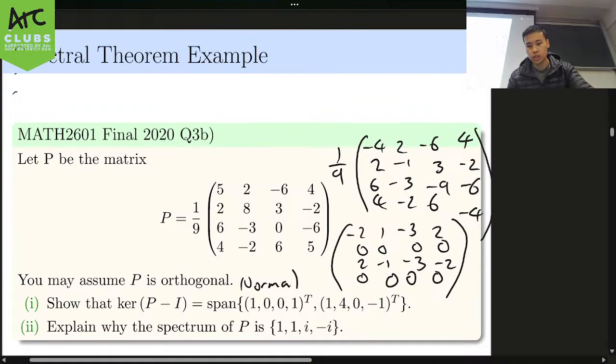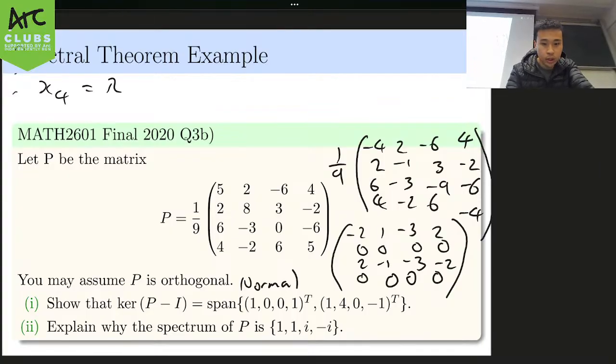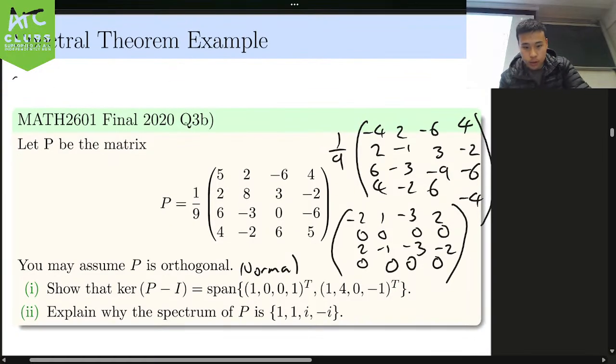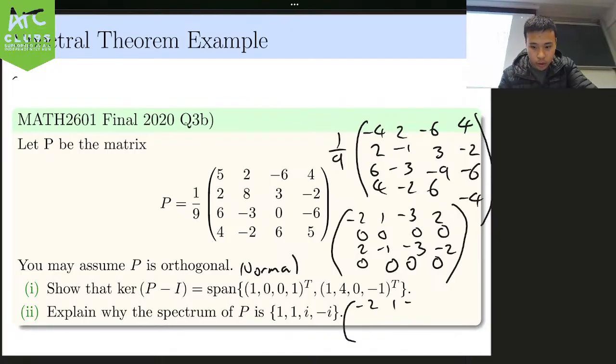Honestly, it's kind of quick to do. This x4 is lambda, and then, wait, I could just add them. Like -2, 1, -3, 2, 0, 0, 0, 0, and add them. So 0, 0, -6 is 0.